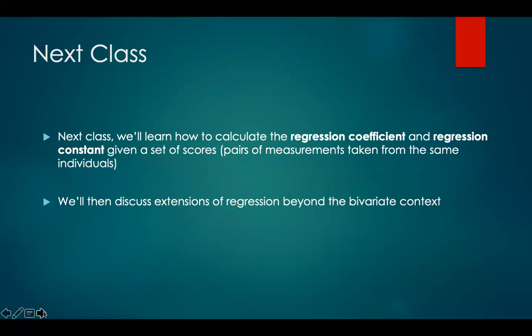So next class we'll learn how to calculate the regression coefficient and constant given a set of scores, or pairs of measurements taken from the same individuals. We'll then discuss extensions of regression beyond the bivariate context.